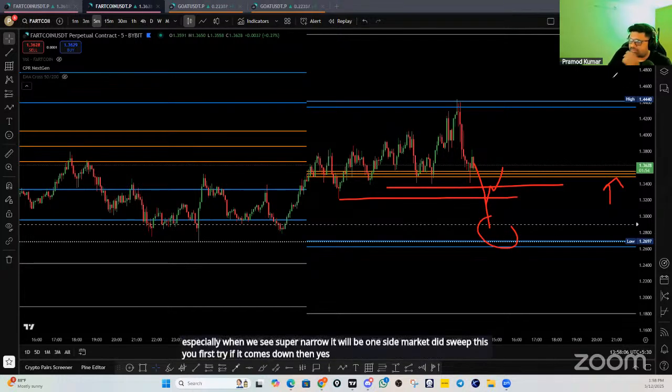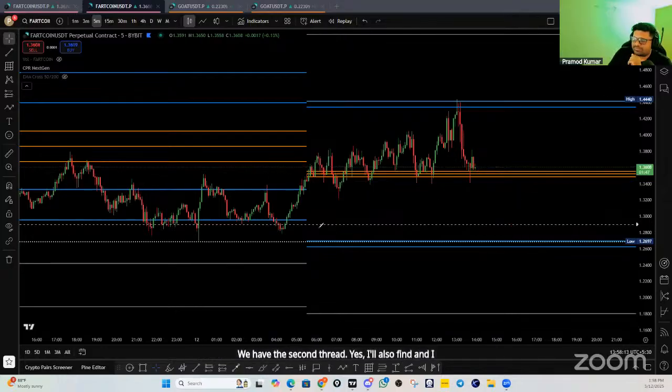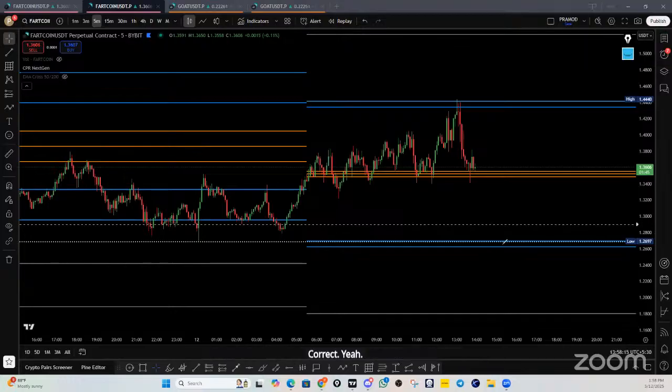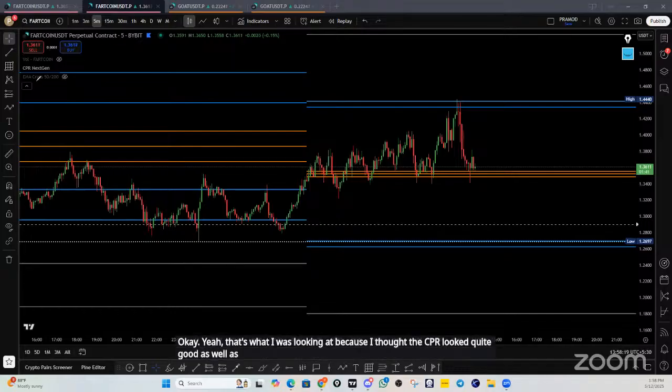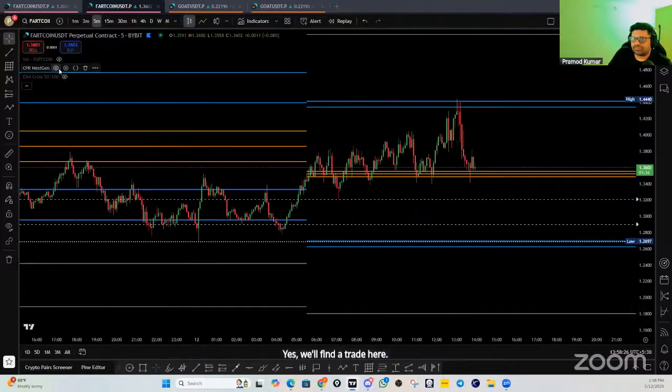And this is the previous day low. We have the correct second trade. Yes, I'll also find and I'll give this, sir. Okay. Yeah, that's what I was looking at, because I thought the CPR looked quite good as well as the 200. So let's see if it sweeps. Yes, we'll find the trade here. On the 1 hour, let me check, sir.